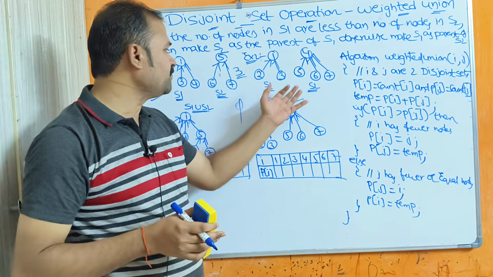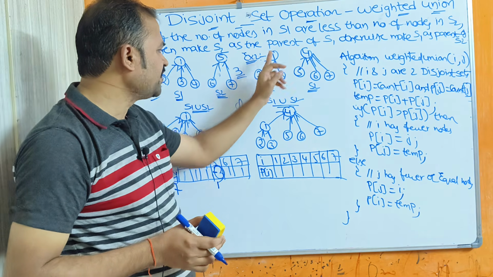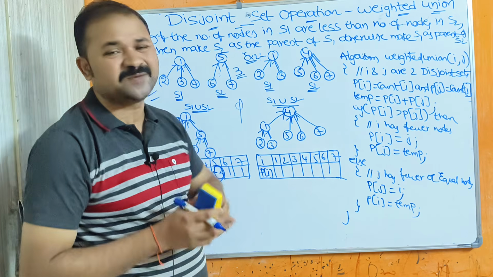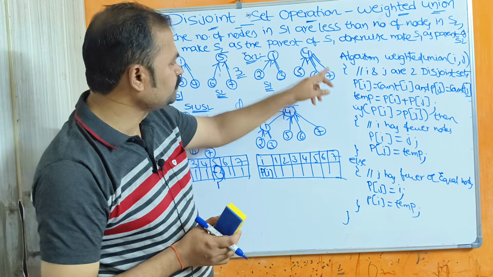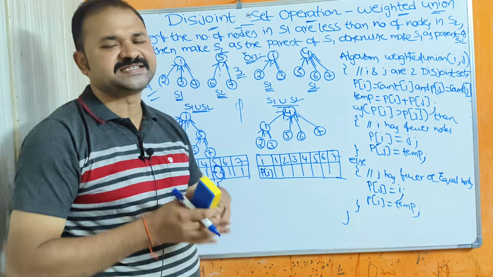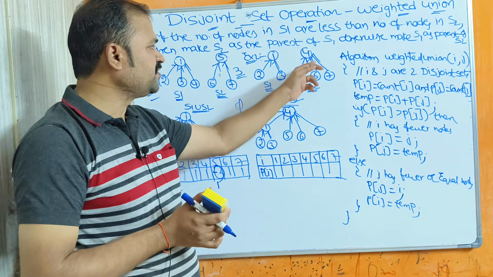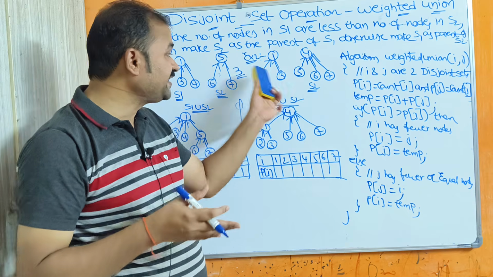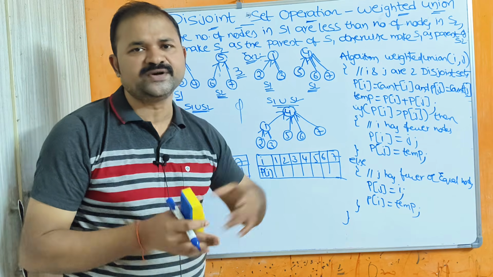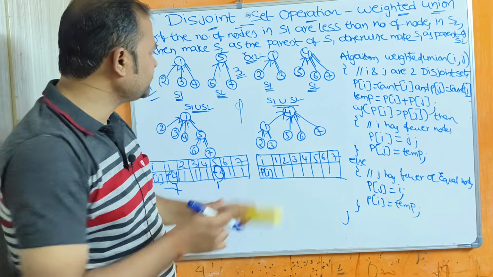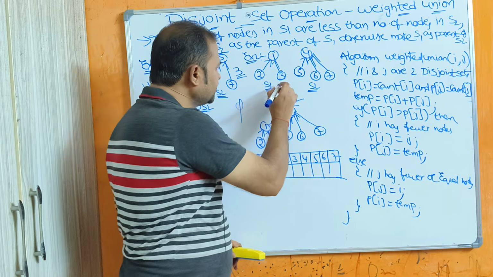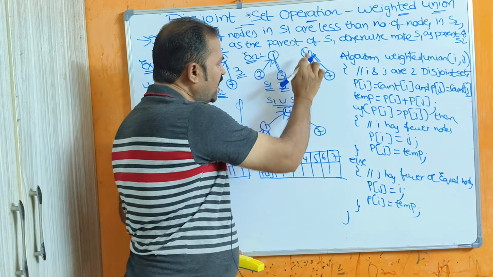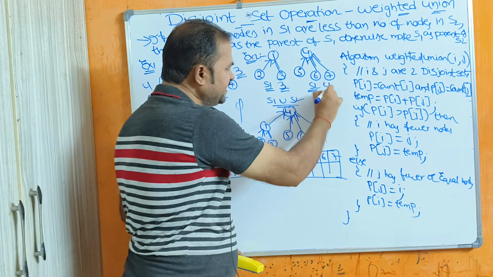Now let us see the second example. So this is S1. 1 is the parent, 2, 3 are the children. We know that the arrow will always point towards the parent node. And this is S2. 4 is the parent node, 5, 6, 7 are the children nodes. So arrows will point towards the parent node. Let us perform the weighted union operation on these two disjoint sets. Here, what is S1? We have 1, 2, 3, so 3 nodes are present in S1. What is S2? 1, 2, 3, 4. 4 nodes are present in S2.